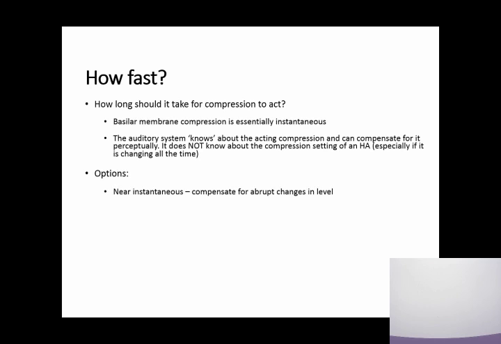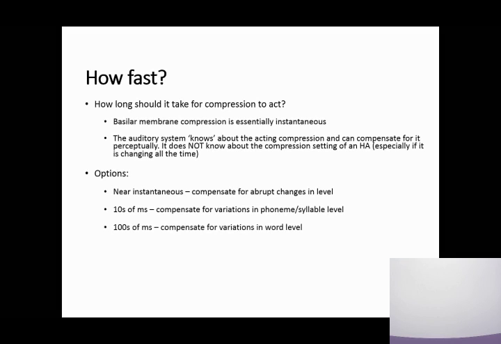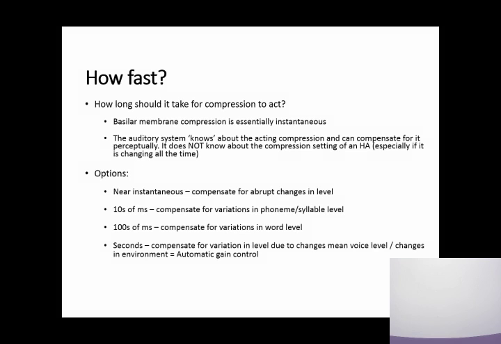So what are the options for our compression? We can do it near instantaneously. That would mean if I shut the door, it would have exactly the same amplitude as if I was doing that, which you don't want. You want differences. You want a dynamic range difference. We could do it in tens of milliseconds, to compensate for variation in the phoneme or syllable level. That's obviously interesting for speech. We could do it in the hundreds of milliseconds, to compensate for variations in word level, or we could do it at the seconds level, or even longer than seconds, to compensate for variation in level due to changes in the environment.